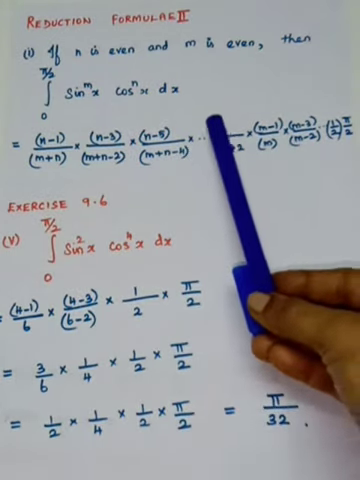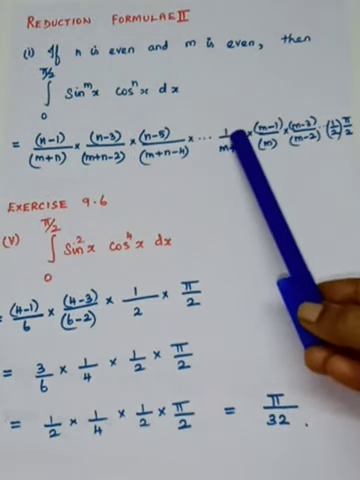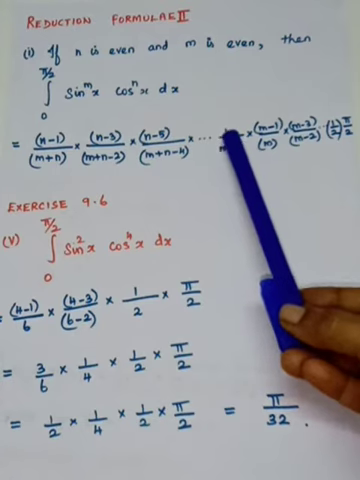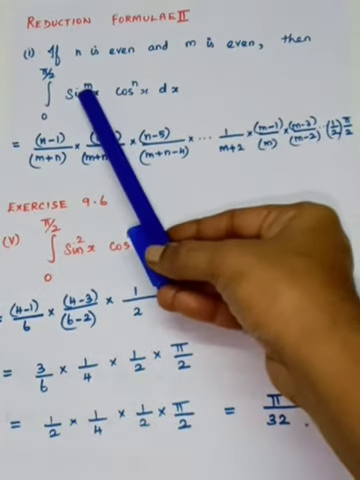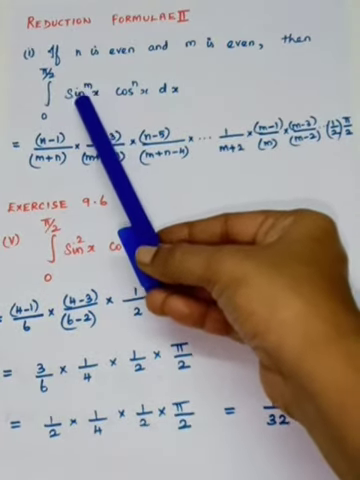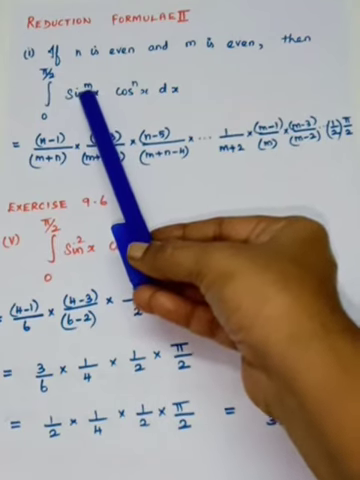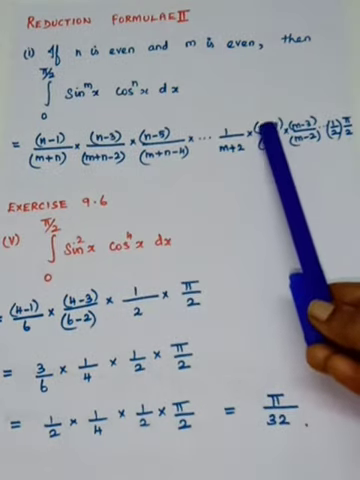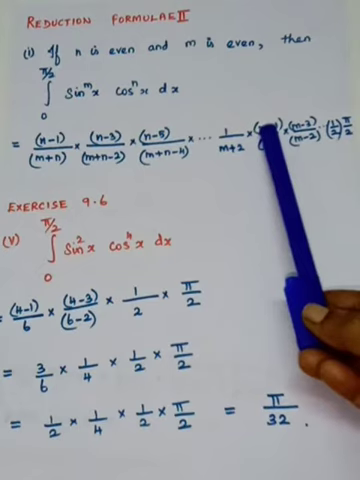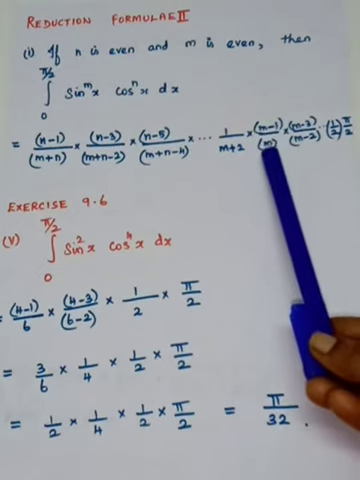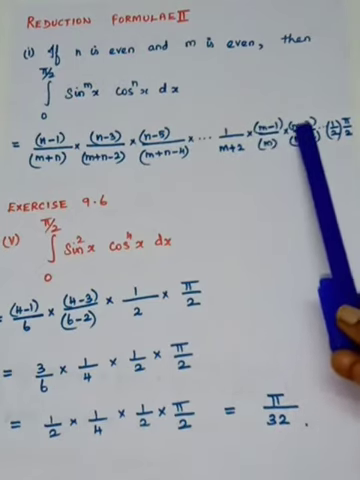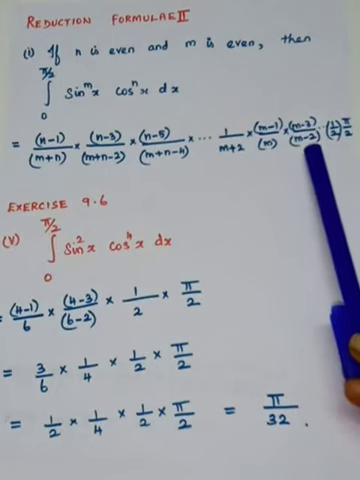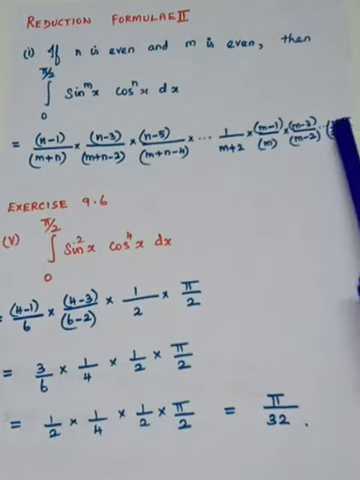After the numerator reaches 1, you start with the power of sin x. Here the sin x power is m. So in the numerator you write m minus 1 and the denominator is m, then m minus 3 divided by m minus 2, until you complete 1 by 2. After getting 1 by 2, you multiply with pi by 2.